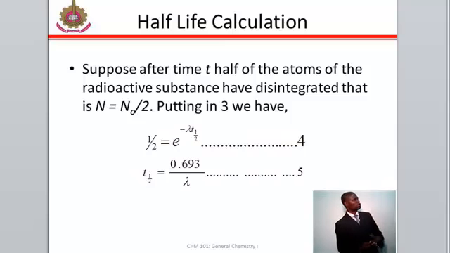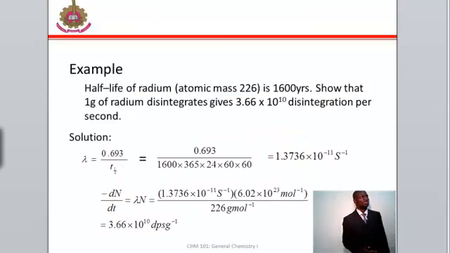That now results in equation 4: 1/2 = e^(-λt½). And the careful evaluation is as shown in equation 5: t½ = 0.693/λ. This equation is very important because I'm going to make use of it in calculating either the half-life or the radioactive decay constant of various elements.